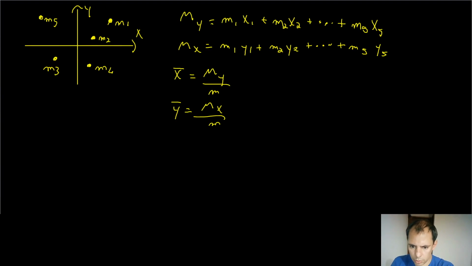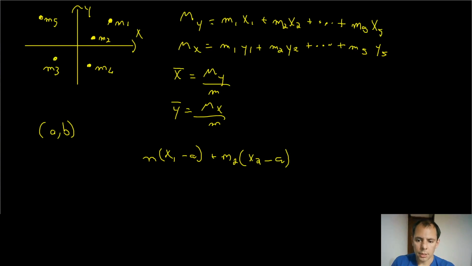Let me just show you something else. If the center that you care about is not going to be the origin, if it's, for example, the point (a, b), then all you have to do is to replace all these. For example, I'm just going to do this one. It'll be M1 times (X1 minus a), plus M2 times (X2 minus a), to see the distance that X1 is from a, X2 is from a.